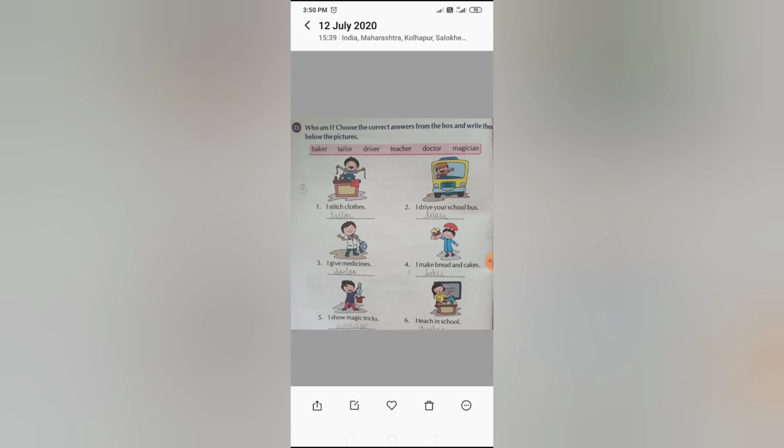The fourth picture is of a person who is having a cake in his hand. And he says, I make bread and cakes. So a baker is a person who makes all the breads and cakes. B-A-K-E-R means baker.